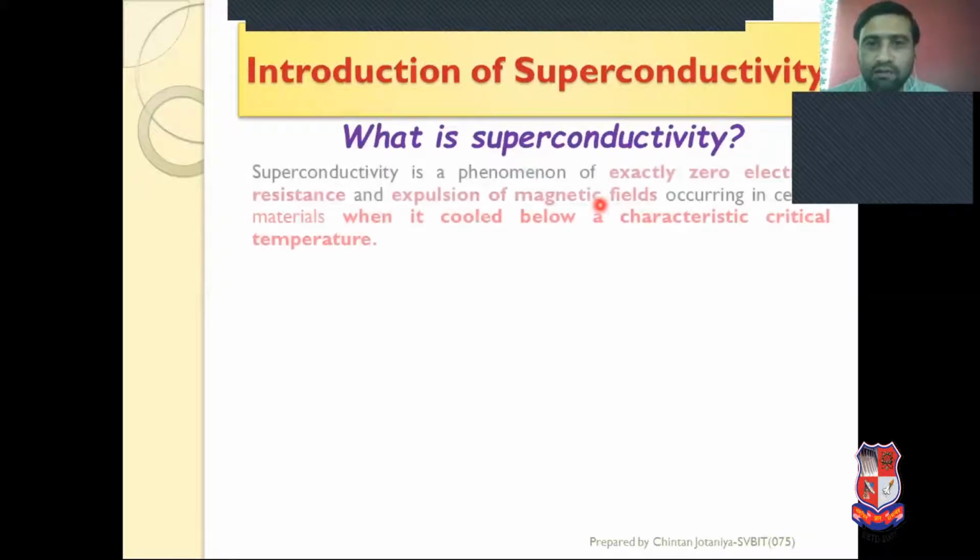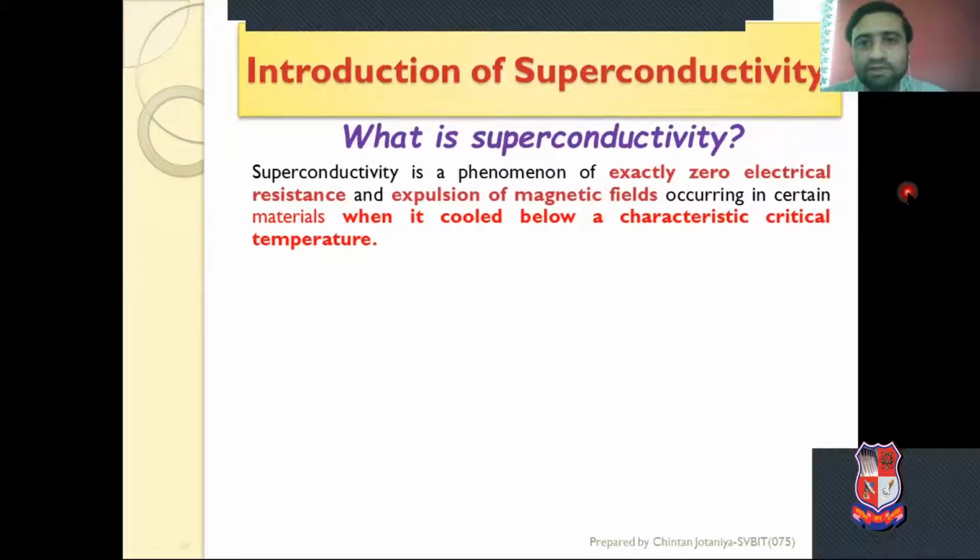And what actually is superconductivity? Superconductivity is a phenomenon of exactly zero electrical resistance and complete expulsion of all the magnetic fields when the material has been cooled below its characteristic or critical temperature.